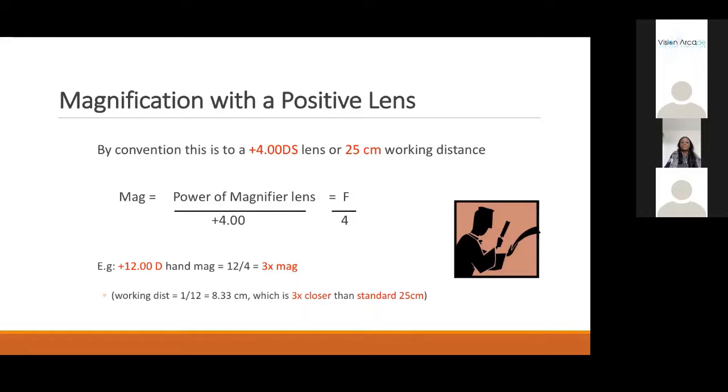So, magnification with a positive lens. To assign a magnification, it must be compared to a standard, as we said. By convention, this is compared to a 4 diopter lens or 25 centimeter working distance. So to work out the magnification, you would do the power of the magnifying lens divided by 4, and that would give you the required magnification. So if you had a 12 diopter magnifier lens, that would give you 3 times the magnification.